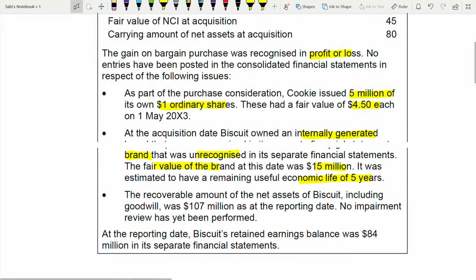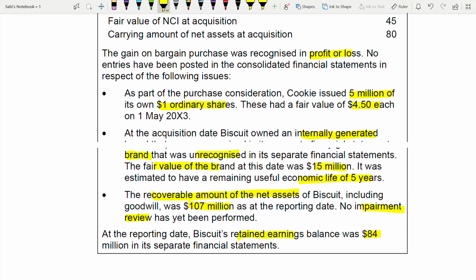And then recoverable amount of net assets. So the moment you see the word recoverable amount of net asset, it means impairment has been done. Maybe there could be an impairment, right? But we'll see. Including goodwill, was 107 at the reporting date. No impairment review has yet been performed. That means the impairment review was not done till now. But the moment you see the word recoverable amount, impairment has been done. There is an impairment. Okay, and at this reporting date, the retained earning was 84.